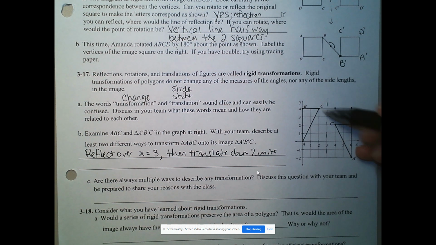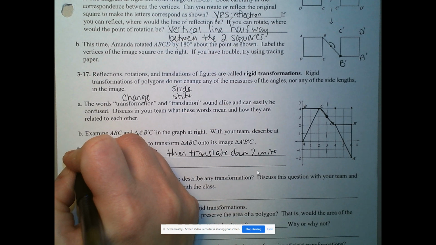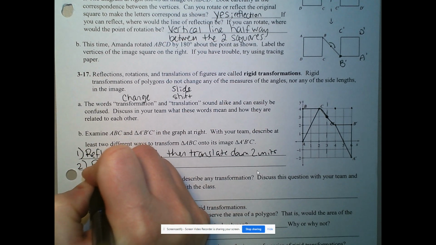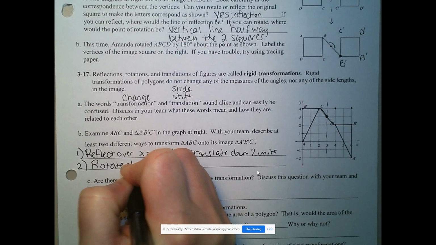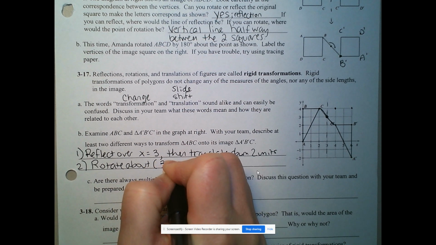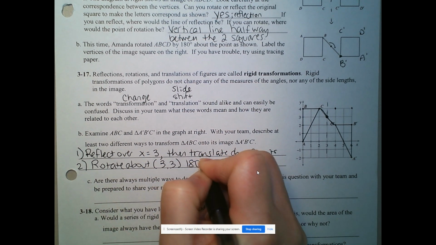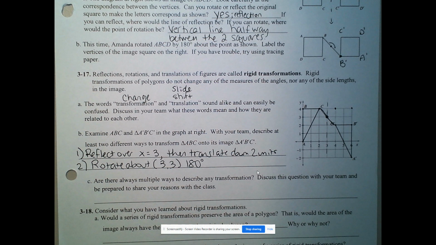If you look, here is C and here's C prime, and this is kind of the halfway. If you were to rotate about that point, the way we just did with the squares above, you can see how these are kind of connected. So this was 1, we're on 2. We could rotate about point 3, 180 degrees. Doesn't matter if it's counterclockwise or clockwise.